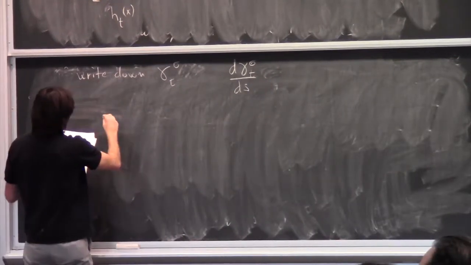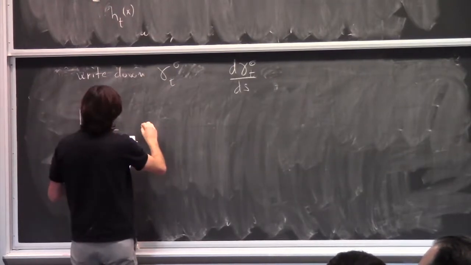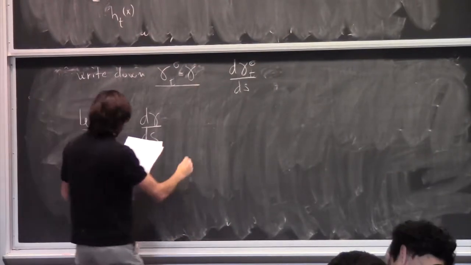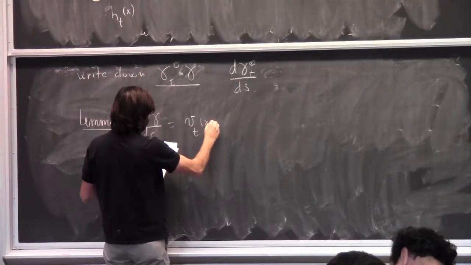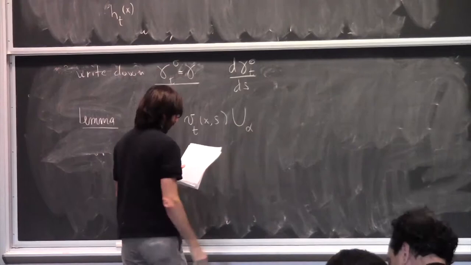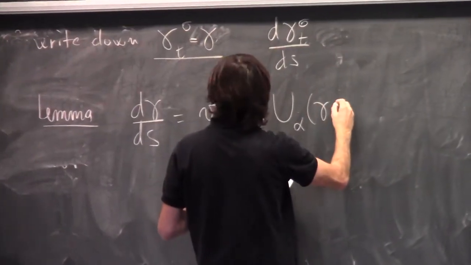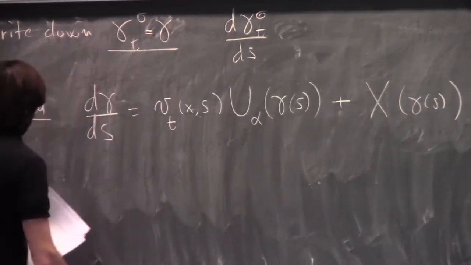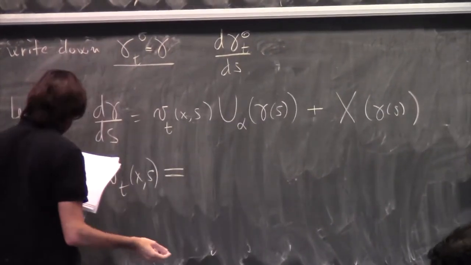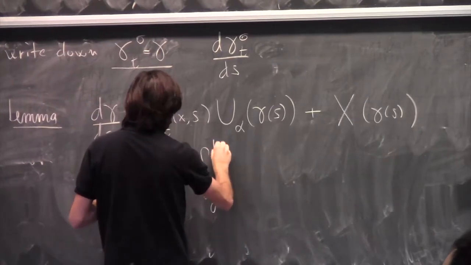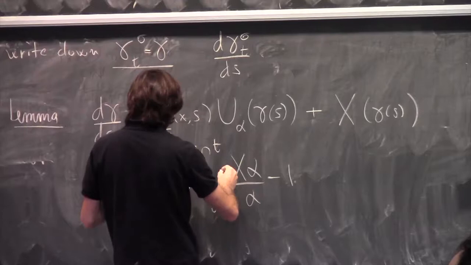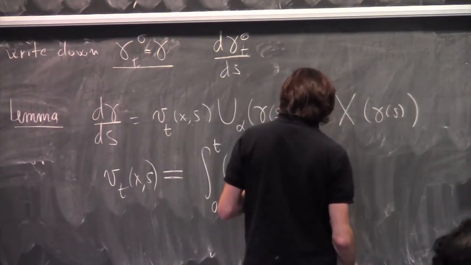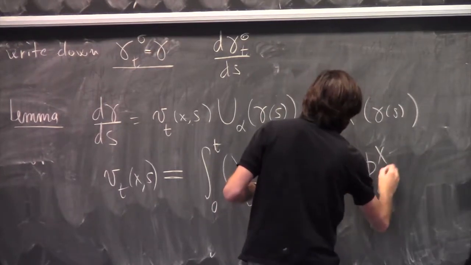And the formula we get, so there's a lemma that says the following. The lemma says, well, this is just a calculation, but this tangent vector, d gamma ds, is equal to some function v t x s times u alpha. U alpha is the generator of the time change at the point gamma s of the geodesic flow. And this function v t x s can be computed, so it's nothing special. This is the function integral from 0 to t of X alpha over alpha minus 1, composed with, and here I'm using tau, if you allow me, because it's a variable name, composed with pi s x.